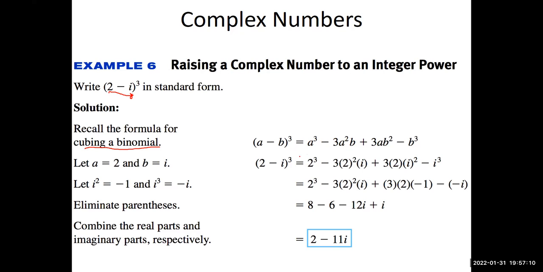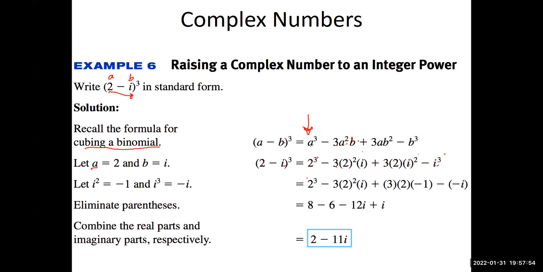Okay? And then we let a to be 2. Ito yung a. And then let b to be our i. Okay? So this is our formula. So a is 2, b is i. Okay? So let's follow this. a cubed is 2 cubed. Then 3a squared b, so that is 3, 2 squared, b is equal to i. Okay? And then 3ab squared. So the 3, this is a, and then this is b squared. And then minus b cubed, minus i cubed.